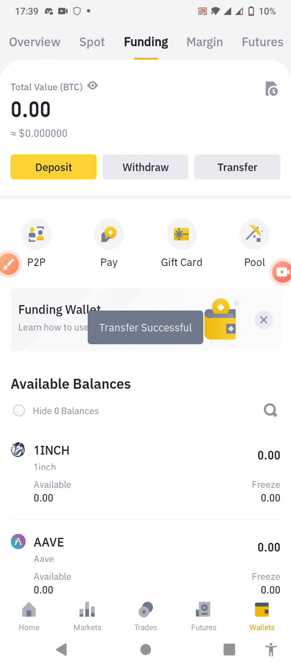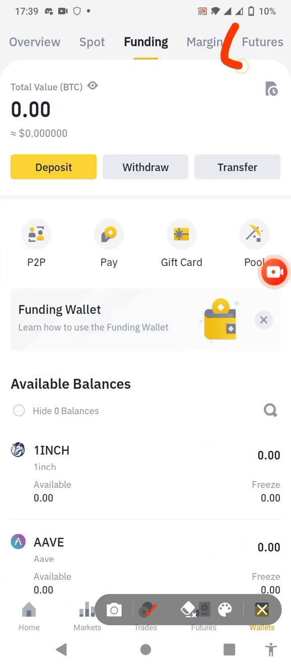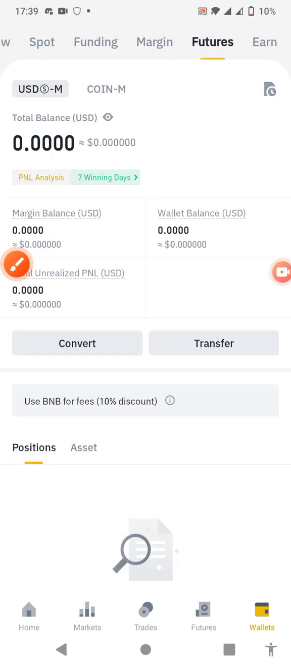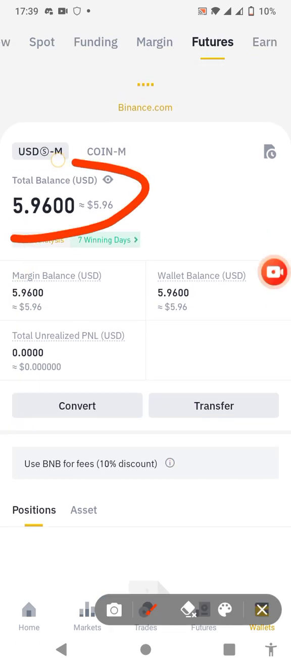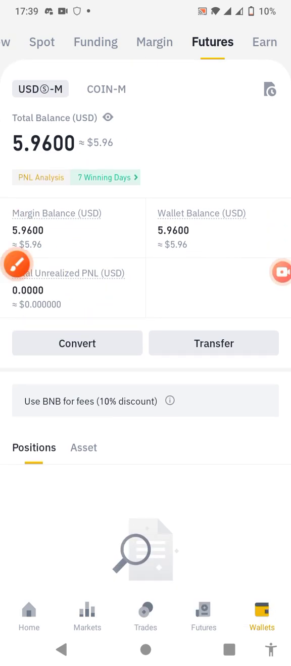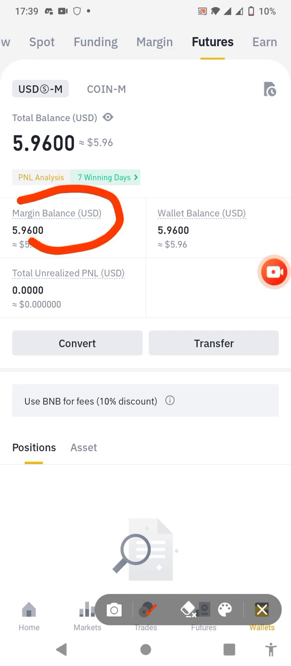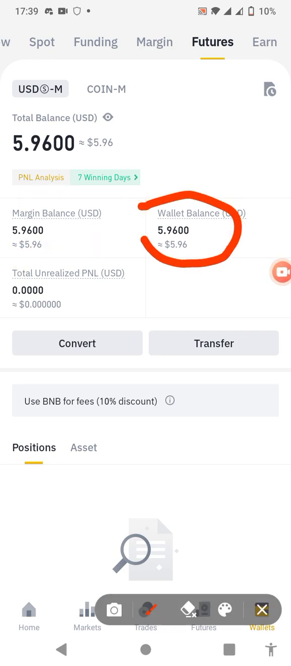Now what you want to do is go to Futures. Click on Futures. Now this is it. The balance is here. You can see it, right? This is our margin balance. That is the balance that we can readily use and trade. This is our wallet balance. You understand? That's the balance on our wallet that we can easily transfer from one wallet, maybe to your spot wallet, to your funding wallet.